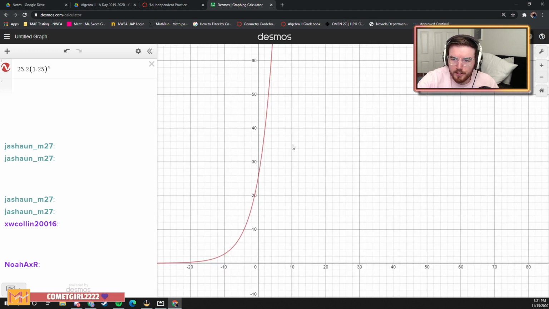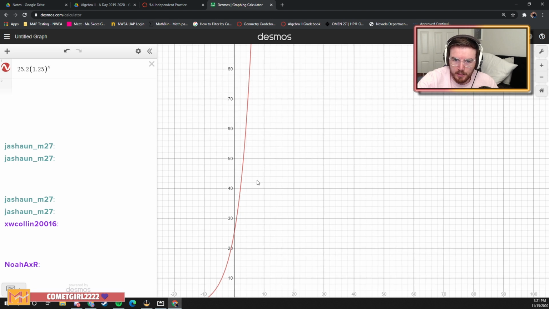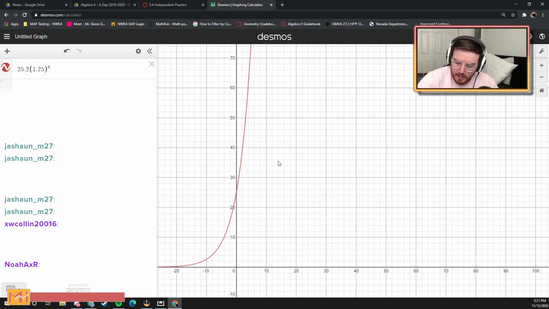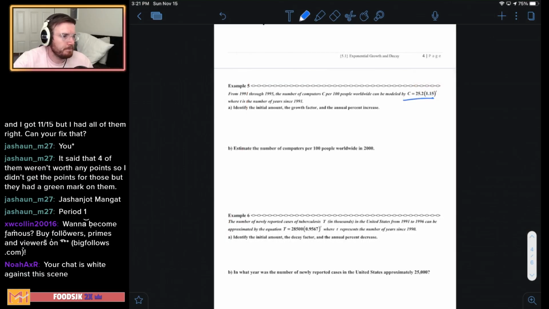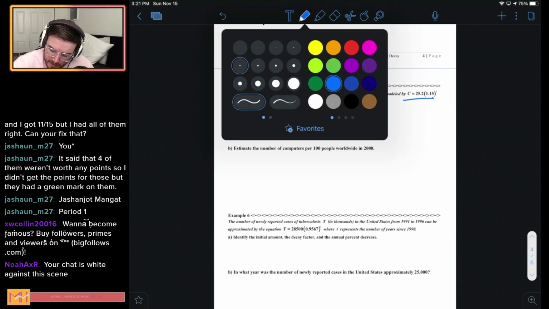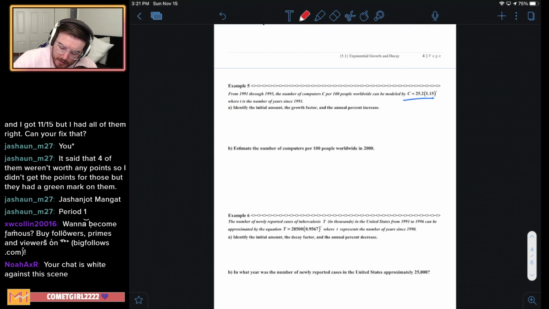So it started to grow exponentially, obviously, right? Lots of people getting computers. So if we go back, identify the initial amount, the growth factor, and the annual percent increase. Okay, so let's go one by one. The initial amount.